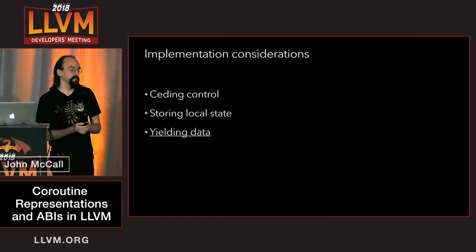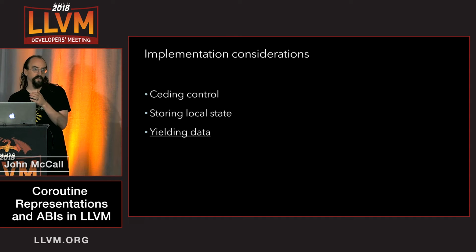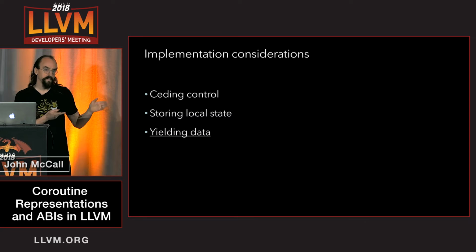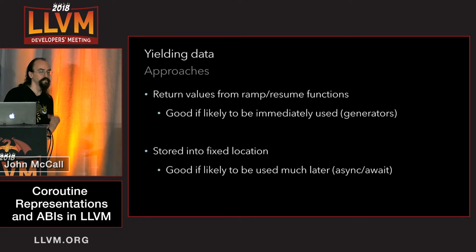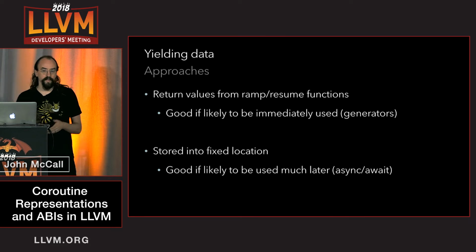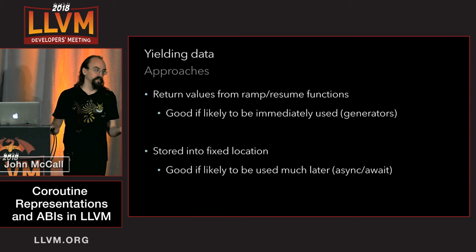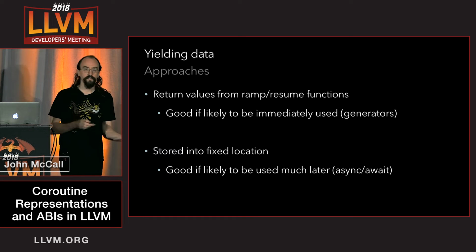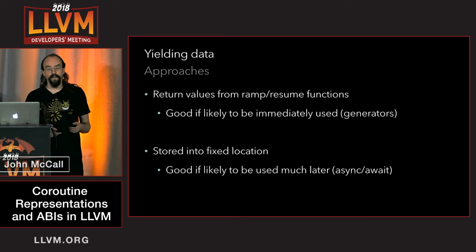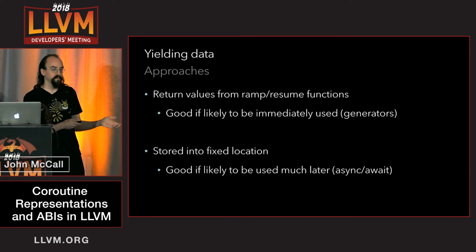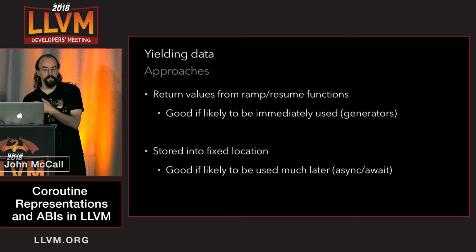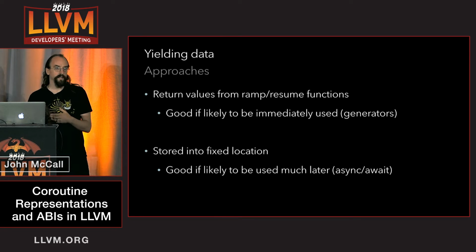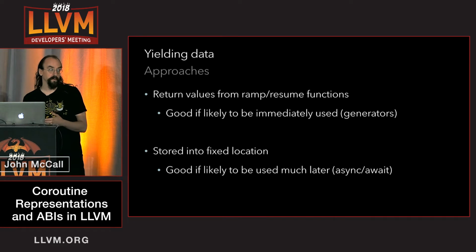The third class of implementation consideration is: if we've got a generator, it needs to yield something back. How do we actually generate that? There are basically two different approaches here. You can return something from your ramp and resume function, in registers or any other typical way that you would return a value. This is great if it's likely to be immediately used, as a generator probably is. Or you can store it into memory somewhere, maybe in your coroutine frame. This is good if it's going to be used much later, like in async/await, where you've got some sort of callback that's likely to be called on maybe a completely separate thread.